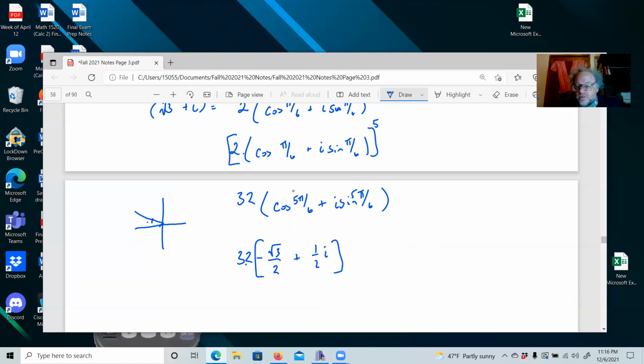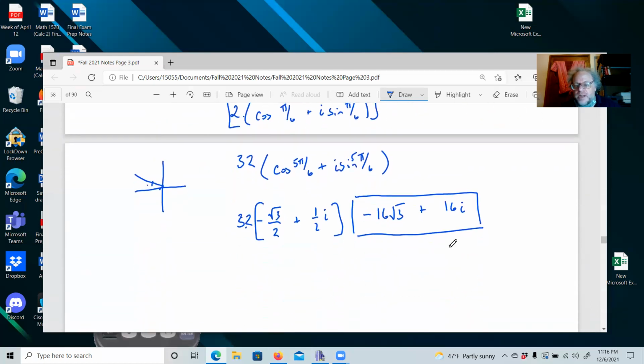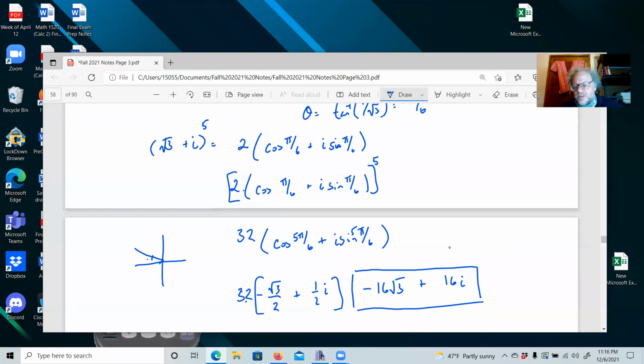So 32 divided by 2, that's 16. So we have negative 16 square root of 3 plus 32 over 2, which is again 16i. And there we have it. There's our de Moivre's theorem for a complex number. And again, this formula is given to you in the quiz. I wrote it down underneath the problem.